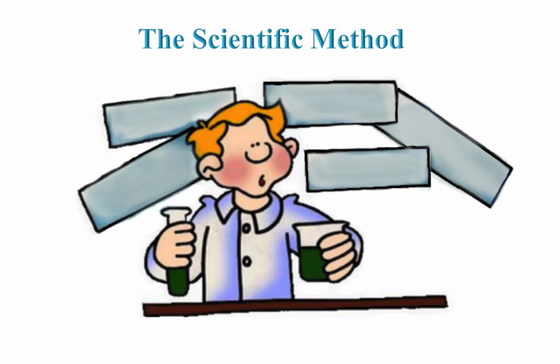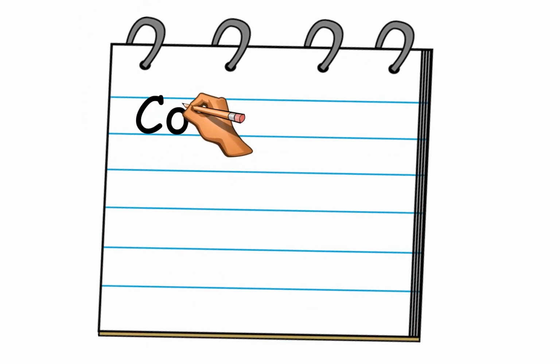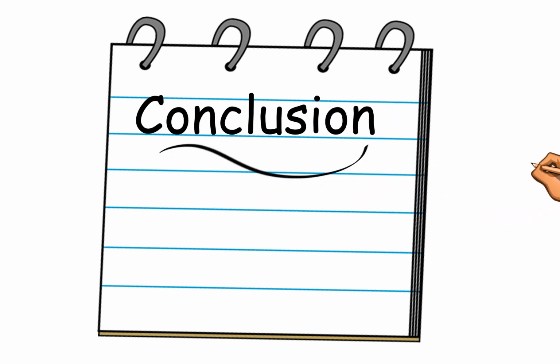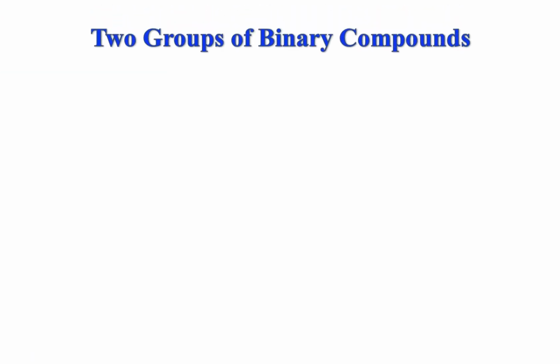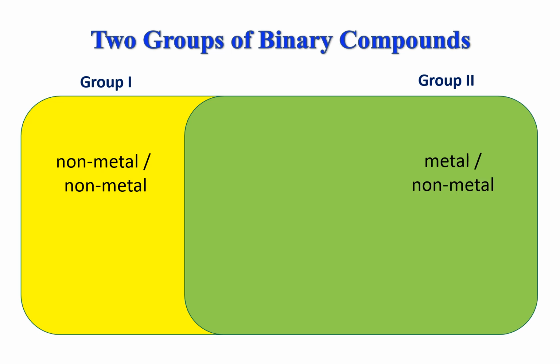Did you notice how we went about learning the rules of binary nomenclature? We made the discovery process parallel a science experiment. We set a goal, used the appropriate materials, developed a structured procedure, made observations, and recorded them in various charts. And now it is time to draw our conclusion. We can conclude that there are 2 groups of binary compounds. In the first group, we have a non-metal element followed by a non-metal element, and in the second group, we have a metal element followed by a non-metal element.